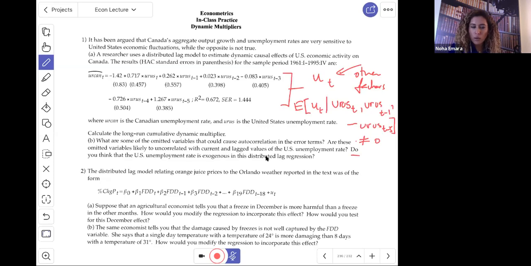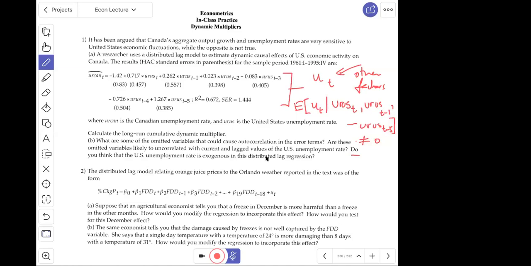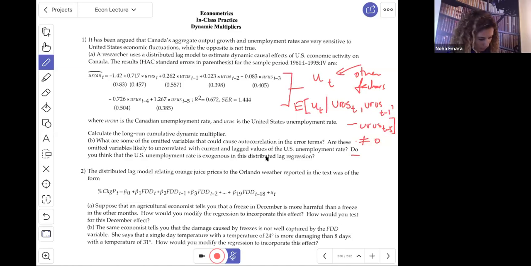So who can try to answer this question? Parth, Lewis? Can you come up with any factor affecting the unemployment rate? It doesn't have to be Canada, any country. The growth rate of GDP. Say that again. Growth rate of GDP, economic growth. That's perfect, yes.